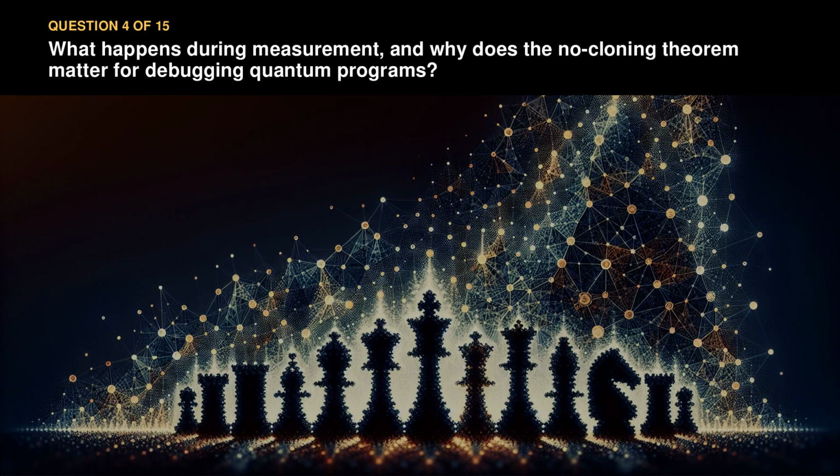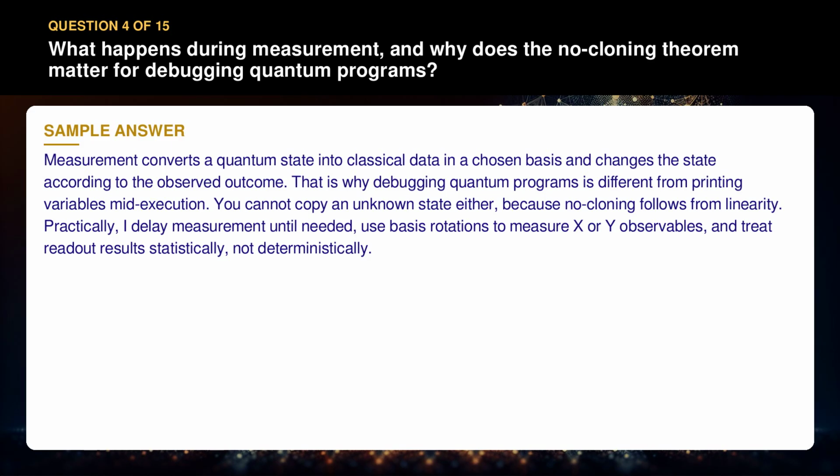Question 4. What happens during measurement, and why does the no-cloning theorem matter for debugging quantum programs? Measurement converts a quantum state into classical data in a chosen basis, and changes the state according to the observed outcome. That is why debugging quantum programs is different from printing variables mid-execution. You cannot copy an unknown state either, because no cloning follows from linearity.